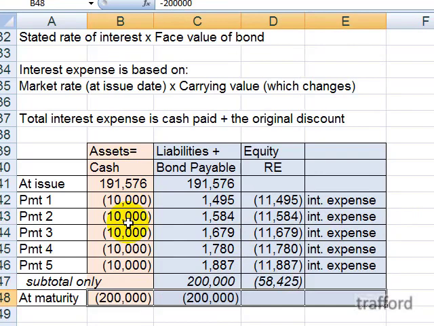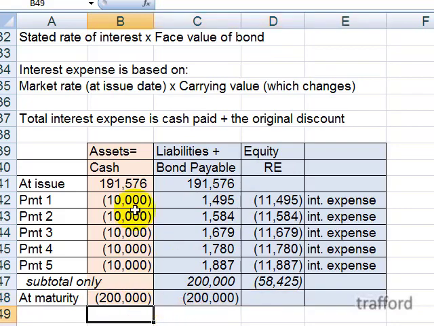At the end of the life of the bond, notice that we've recorded a total of $58,425 worth of interest. In addition, at maturity, the bond payable account, with all of these adjustments, has grown to $200,000. This is the same entry we made before to pay off the bond at maturity.